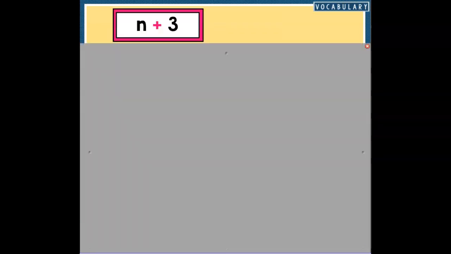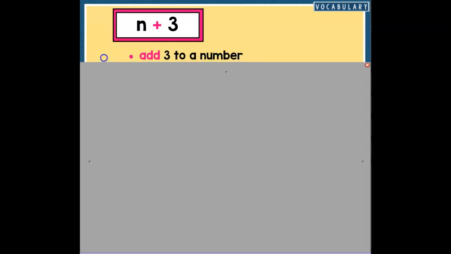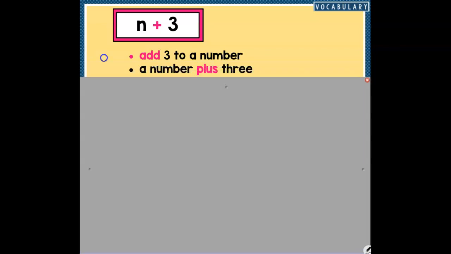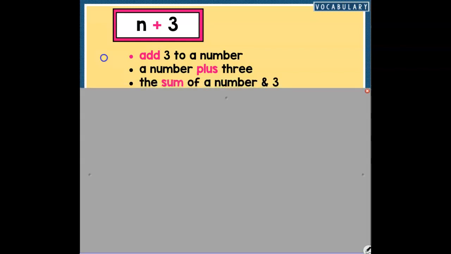So I want you to say this expression in your head. How would you say this in your head? So maybe you said add 3 to a number. So our variable n could stand for number. N plus 3 would mean add 3 to a number. You might have also said a number plus 3. So n stands for number plus 3. It could have also been the sum of a number and 3.